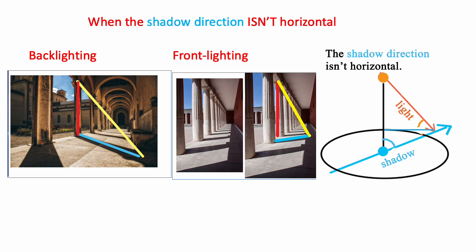Most of the time, the shadow direction isn't horizontal. Two examples are backlighting here, where the sun is behind the object, so we see the shaded part of the object, and the shadows come toward us. The other situation is front lighting, where the sun is behind us, so it hits the front of the pole, making it light, and the shadows go away from us.